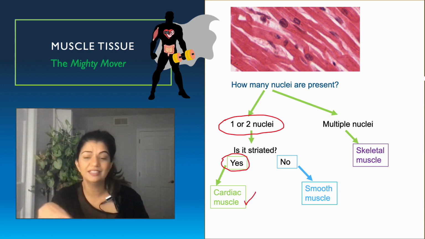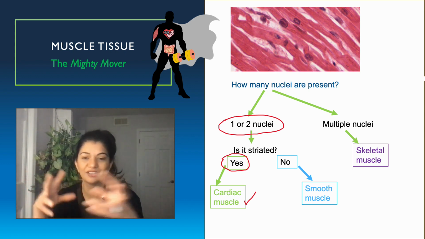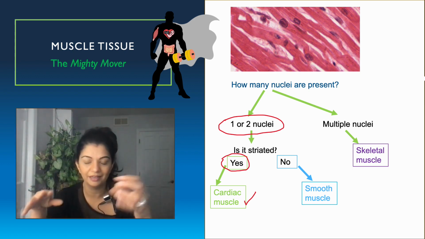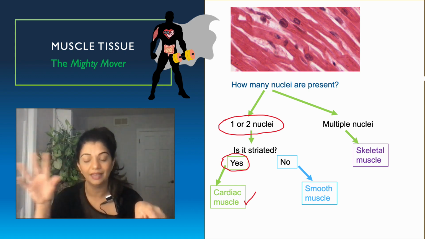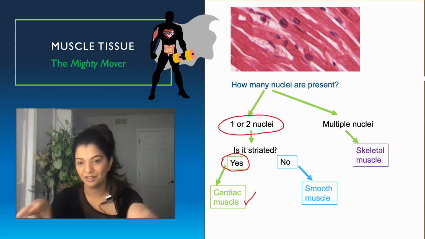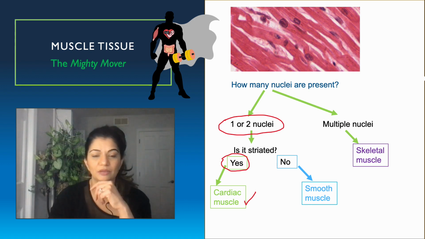Now, obviously, you can just look at the striations and skip the nuclei and go, okay, now I know it's got to be either skeletal or cardiac, and then figure out, do you see any branched fibers? You know, there are other ways to do it, but I just think this is a simple cheat sheet sort of way to do things.